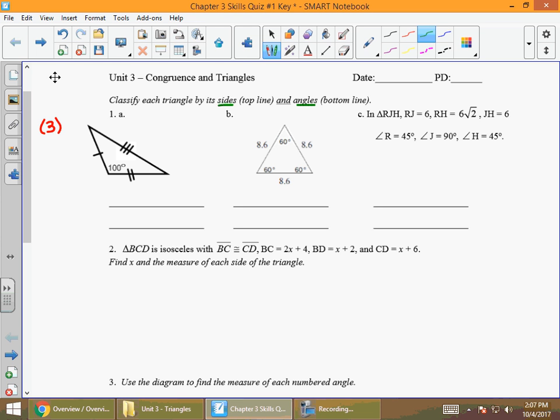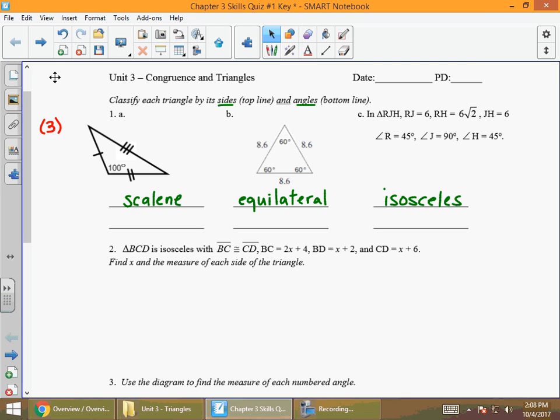As I take a look at 1A, I notice that all 3 sides are different lengths, so it is scalene. Triangle B, all 3 sides are 8.6, so it is equilateral. Equilateral, meaning equal sides. In triangle C, I have a 6 radical 2 and another 6, so 2 of them are the same, so it is isosceles. So that is by side.